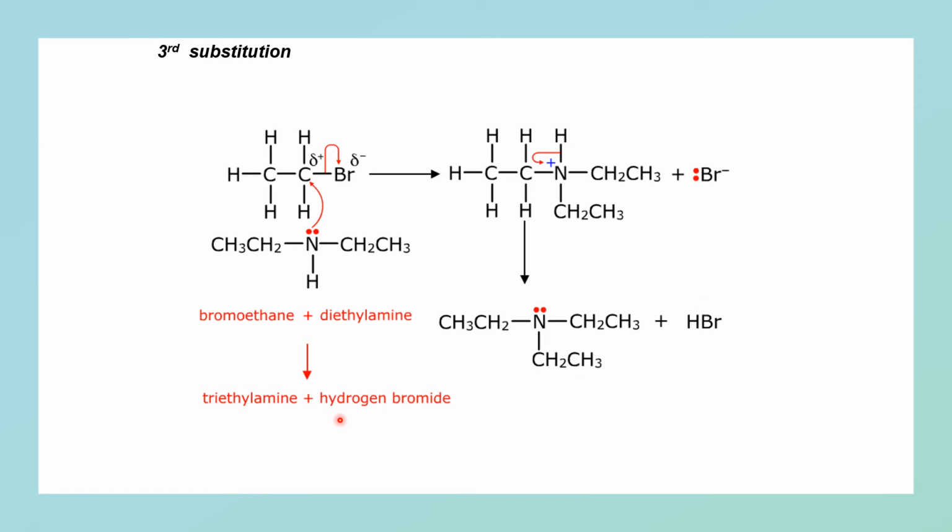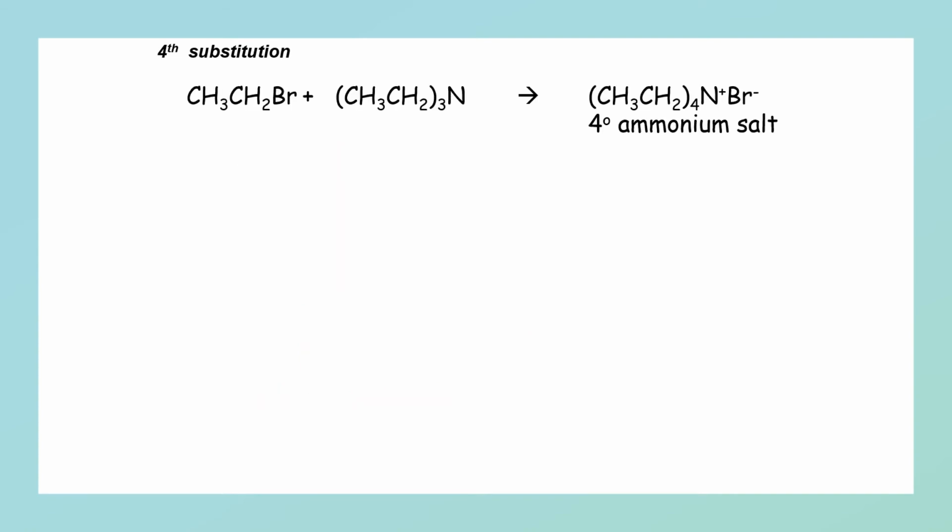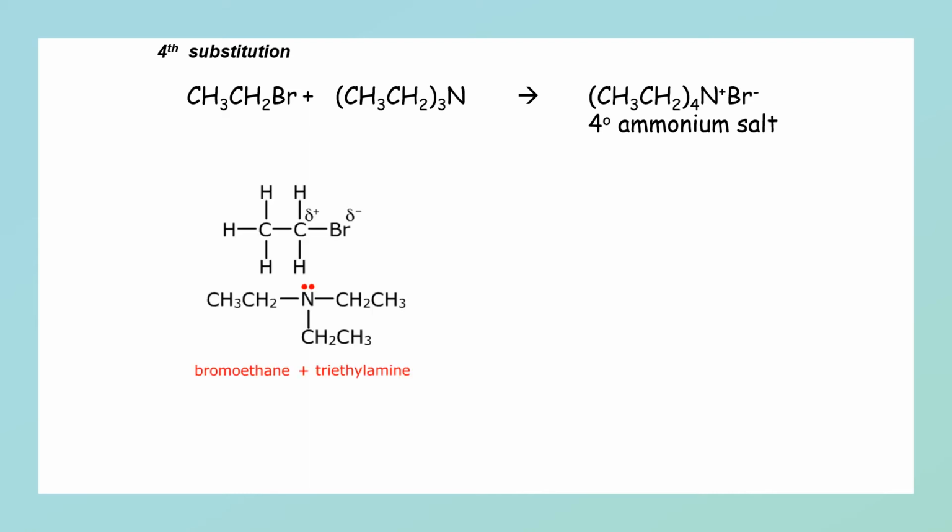It doesn't end there. There is another substitution. Because of this lone pair, we are vulnerable to more substitutions. In the fourth substitution, this is hopefully getting repetitive for you now. In the fourth substitution, we start off with our halogenoalkane. I hope you realize that it was in excess the whole time. And we have our tertiary amine.